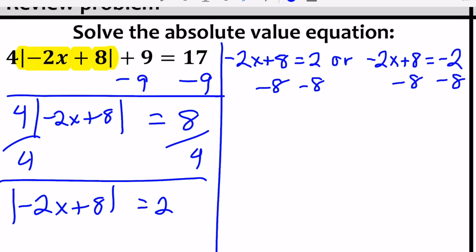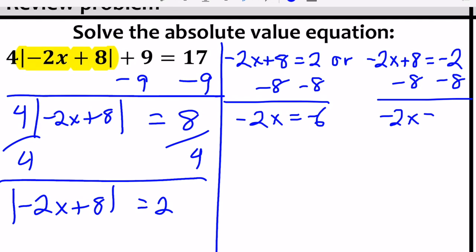Both of these equations can be solved the same way, so we're going to subtract 8 from both sides of both equations. We end up with negative 2x equals negative 6 and negative 2x equals negative 10. At this point, the negative 6 and the negative 10 should be different numbers. They should not be opposites of the same value. So this is really encouraging.